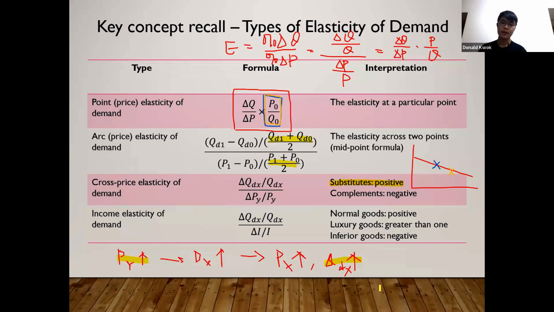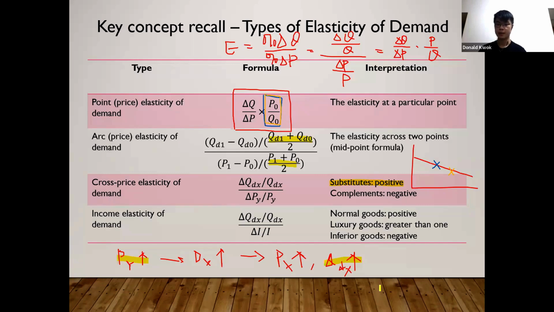All right, and finally, income elasticity of demand. For normal goods, it would be a positive income elasticity, while for inferior goods, negative income elasticity. And the idea is basically similar, right? For normal goods, income and the demand for normal goods move in the same direction. So positive income elasticity, while for inferior goods, the demand for inferior goods and income move in an opposite direction.